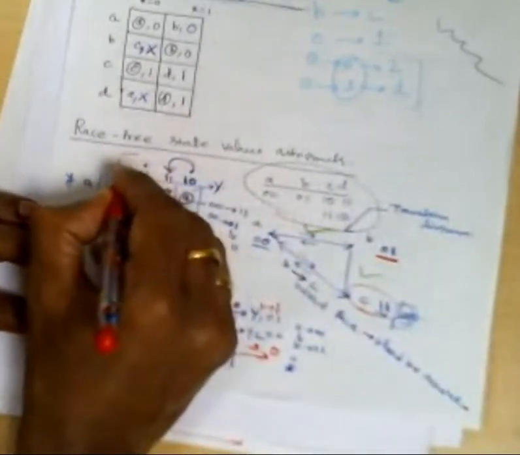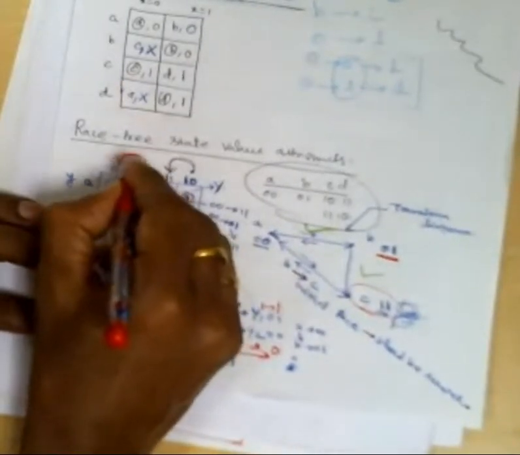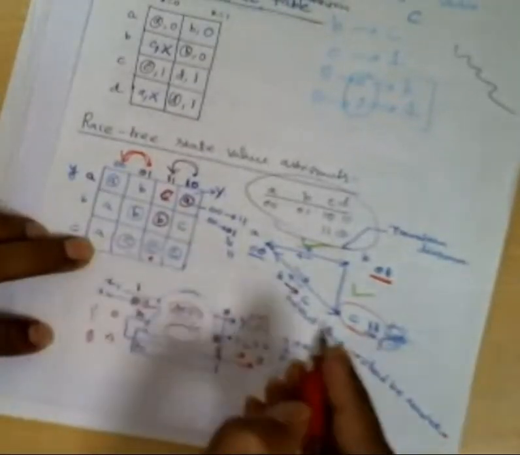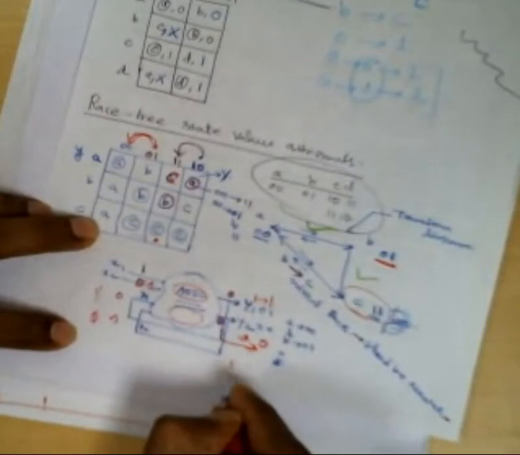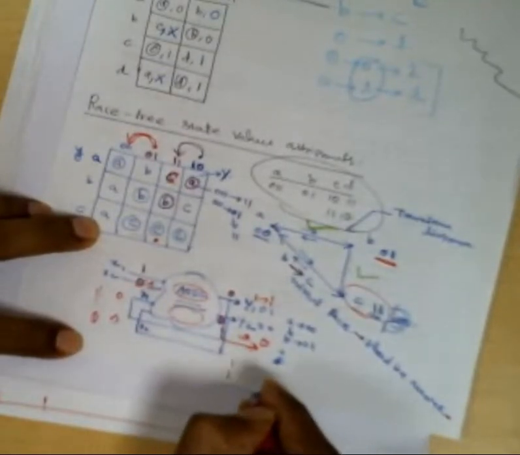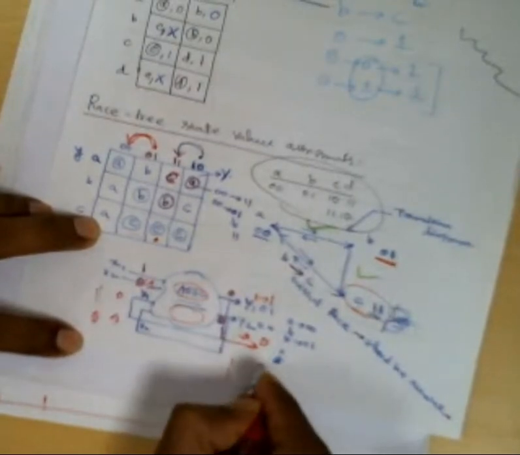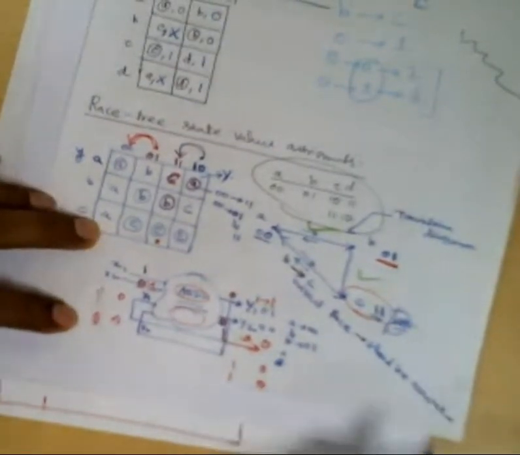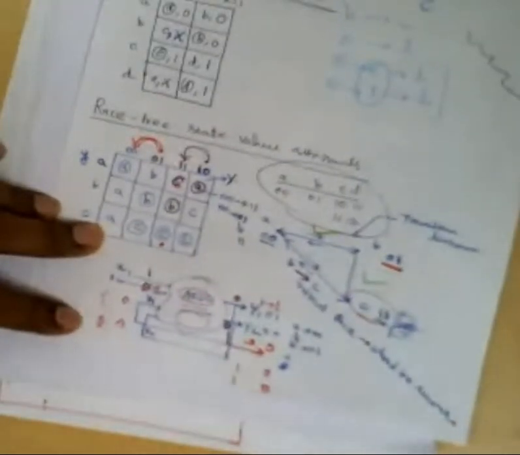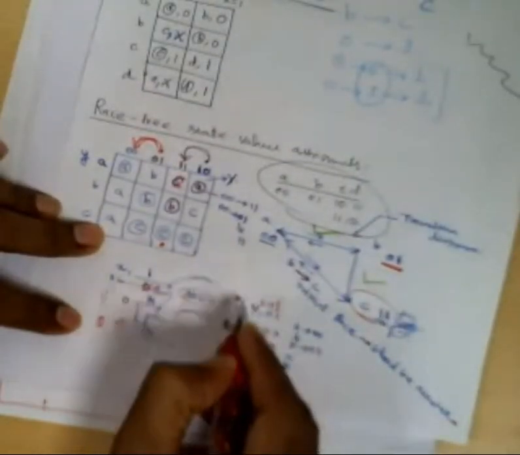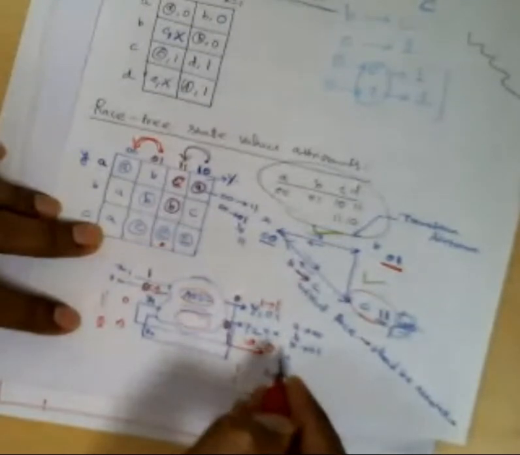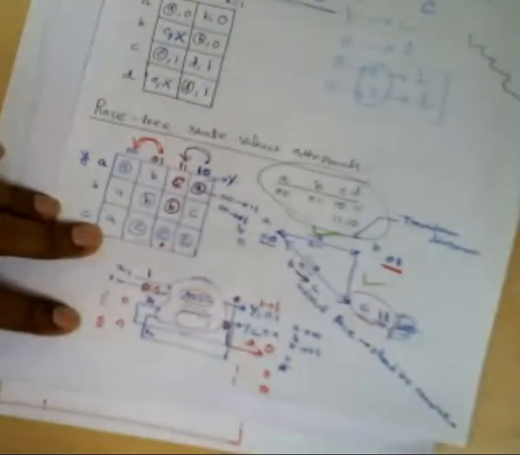Suppose the input is changed into 0, 0. Now what will happen? The next state should be A. The circuit is giving you 1, 1, 1, 1, and next we are expecting the output 0, 0, a two-state transition. But now 0, 1 can also happen, because 1, 0 is an invalid state in this case. So we are taking only 0, 1.